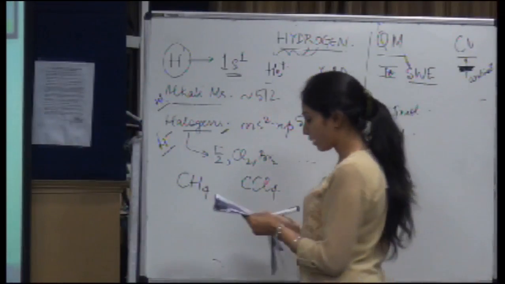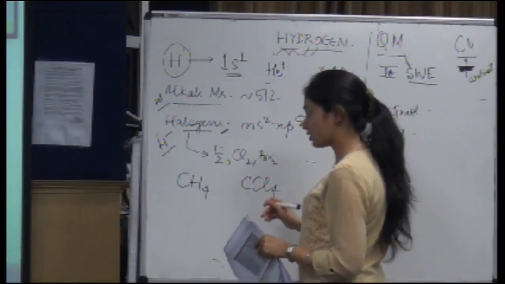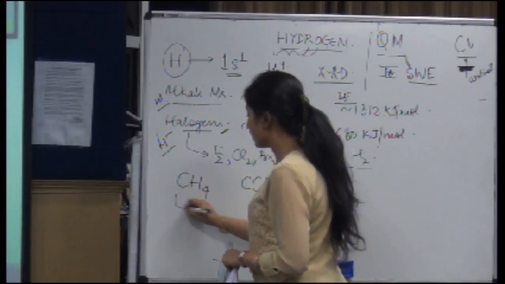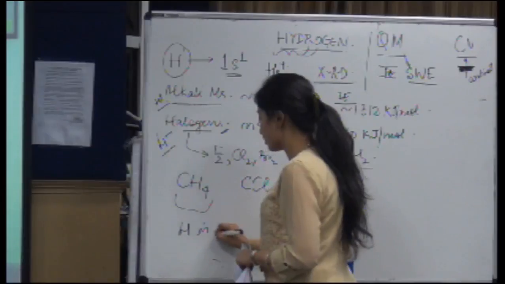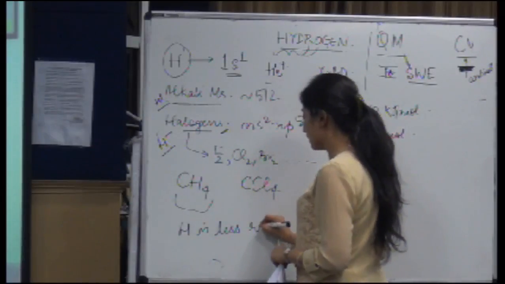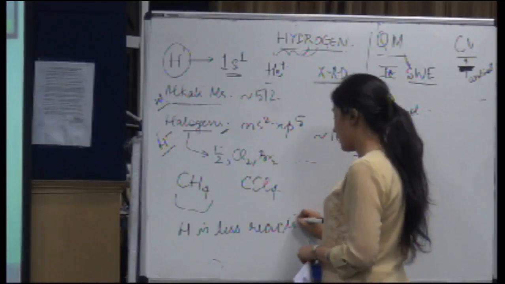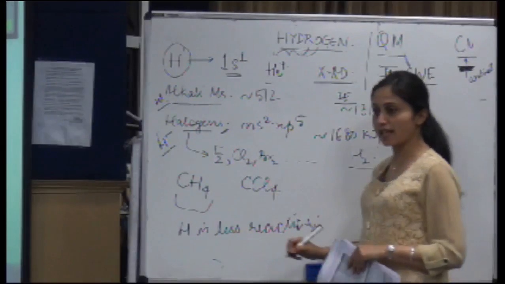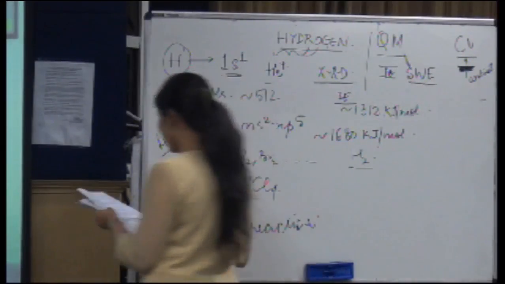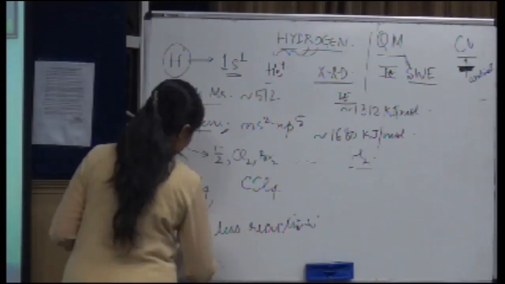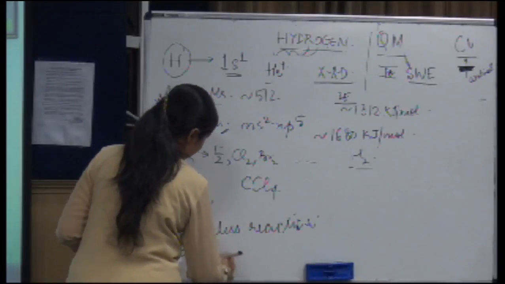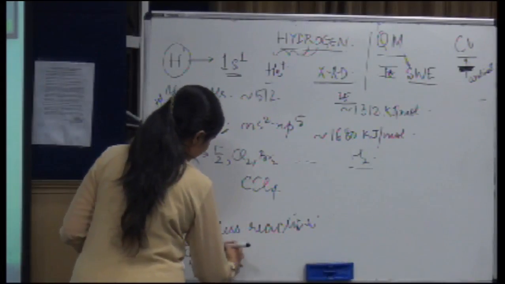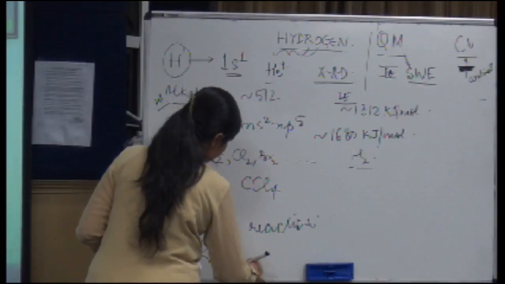Right? And how is it different from the halogens? They are less reactive. Hydrogen is less reactive in comparison to your halogens. So one difference is that. Another difference is that the electron affinity of hydrogen is less than the electron affinity of halogens.